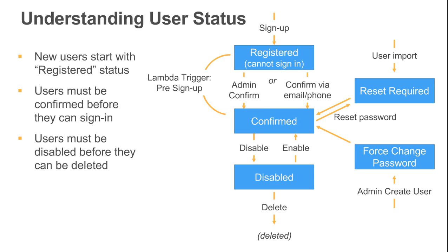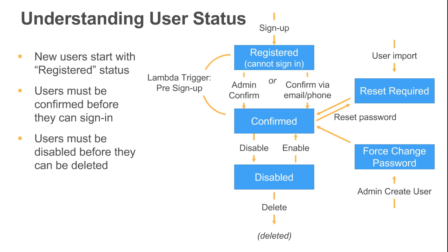So here are a few more areas where I want to dive deeper and give you some of the really in-depth knowledge that might help you in some cases. And this one is the user status slide. So in the blue boxes are the variety of different statuses that a user can have. If I go down kind of the center path first, this is the more common path, a user would start by signing up and they'd be registered. And a registered user cannot sign in yet. They need to confirm either via email or phone number, or you can confirm them as an admin.